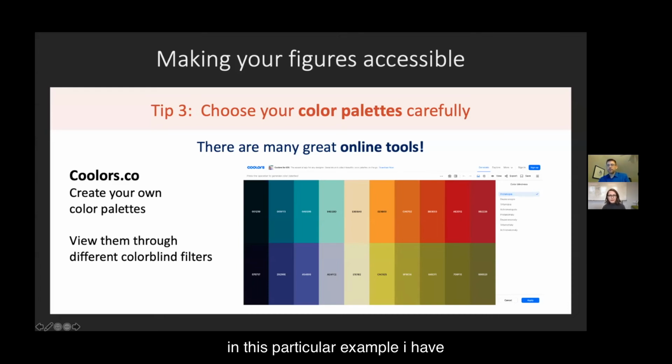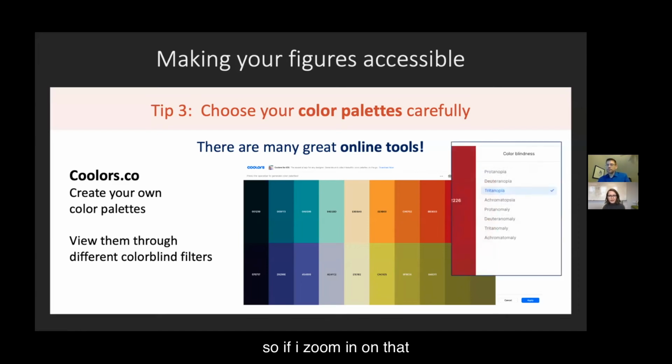In this particular example, I have the color palette I'm interested in on the top panel, and on the bottom panel, I have the same colors, but viewed through the Protanopia color filter. If I zoom in on that, you have the color blindness option that you can choose between, and you can select between all of these different types, and you can see how the colors change for each filter. It's a lot of fun and really cool. And it's a great way to make sure that the color choices you're making are inclusive and accessible ones.